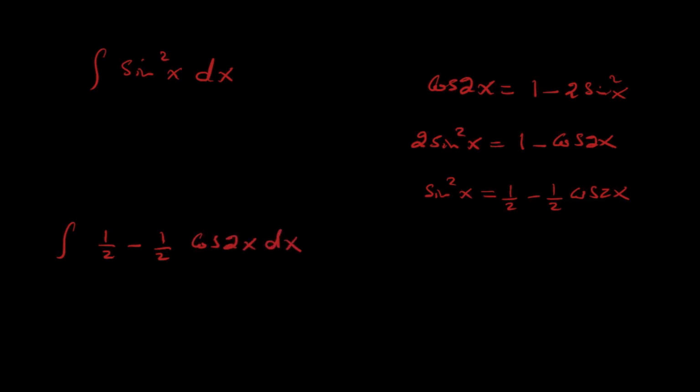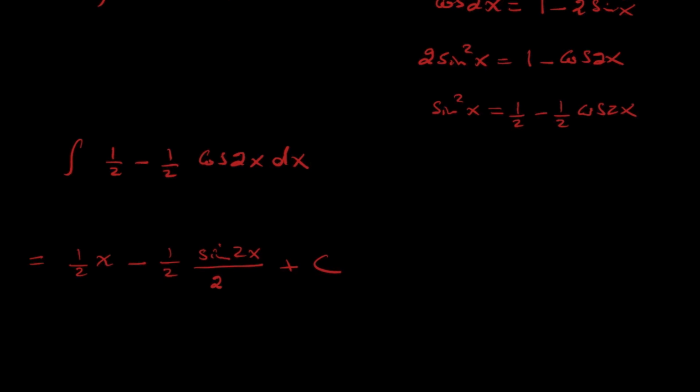So what's the integral for 1 over 2? It's going to be equal 1 over 2x. And what's the integral for 1 over 2 cosine 2x? Integration for cosine is sine. So it becomes, we have minus 1 over 2 times sine 2x divided by 2. So we have 2 and 2, so we multiply them together, plus constant. So the final answer is going to be equal to 1 over 2x minus 1 over 4 sine 2x plus constant.